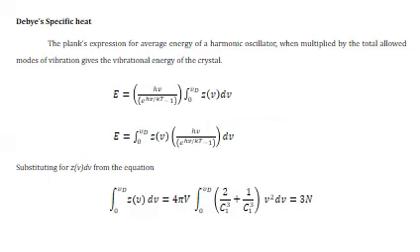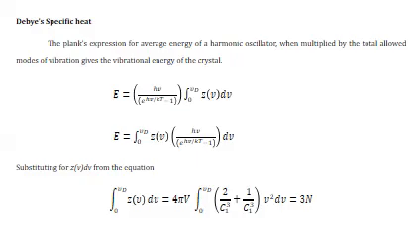Now, how do we calculate specific heat according to Debye's theory? We know, according to Planck's expression, the average energy of a harmonic oscillator, when multiplied by the total allowed modes of vibration, gives the vibrational energy of the crystal. We already studied this in Einstein's theory also. Therefore, E is equal to h nu divided by e power h nu by kT minus 1 into integral 0 to mu d of z of mu d mu. Substitute the value of z of mu d mu here in this equation.